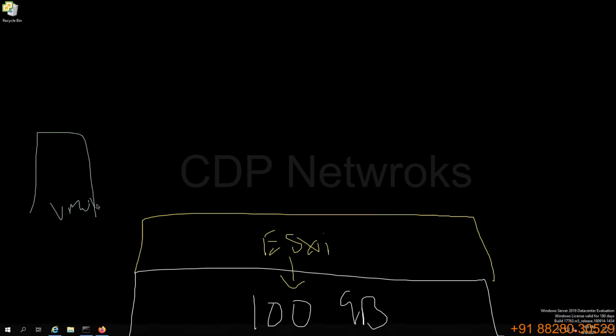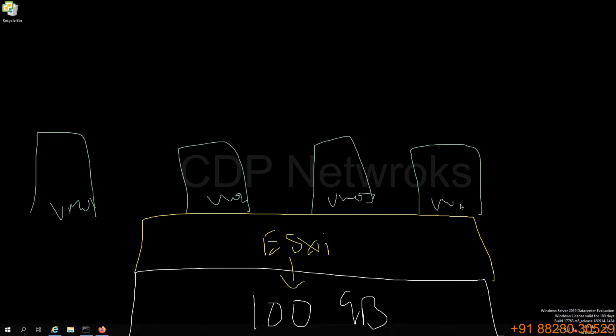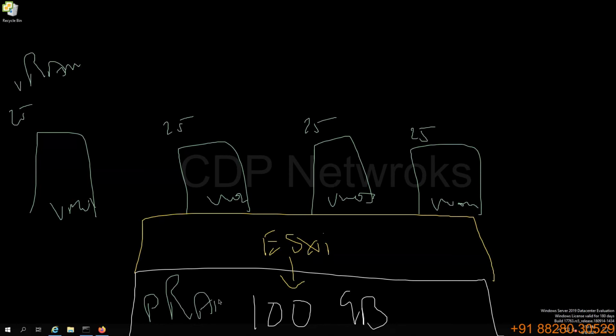Now, I will go ahead and create virtual machines. I created VM01, VM02, VM03, and VM04. I created 4 virtual machines. And every virtual machine, let's say, has 25 GB RAM. The RAM that I've given to the virtual machine is called virtual RAM. The RAM that you have on the physical box is called physical RAM.